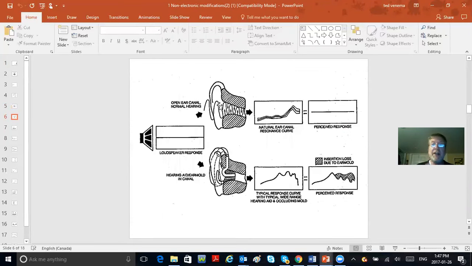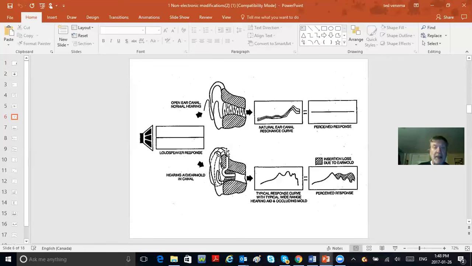Anyway, what we were saying in our notes earlier, blocking up a canal with a hearing aid destroys that natural resonance, right? So here's an open ear canal. There's that outer ear canal resonance. There it is. We hear it like this on the right, no problem. It just sounds fine, okay?